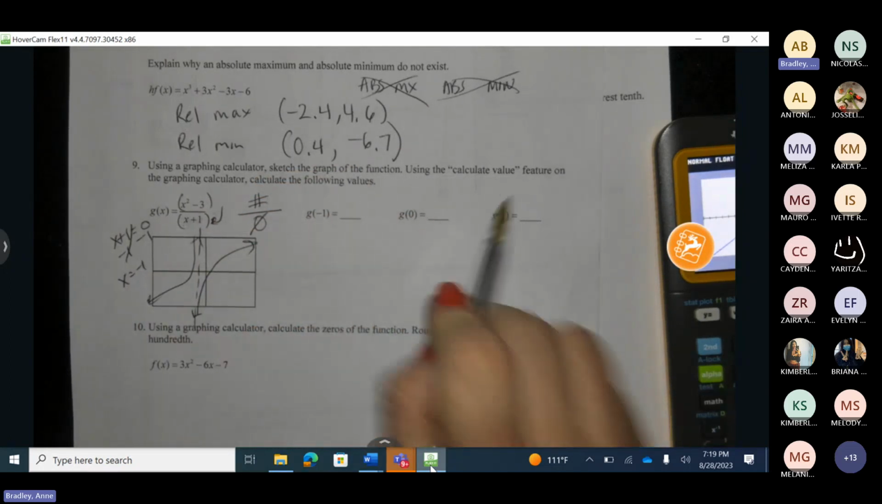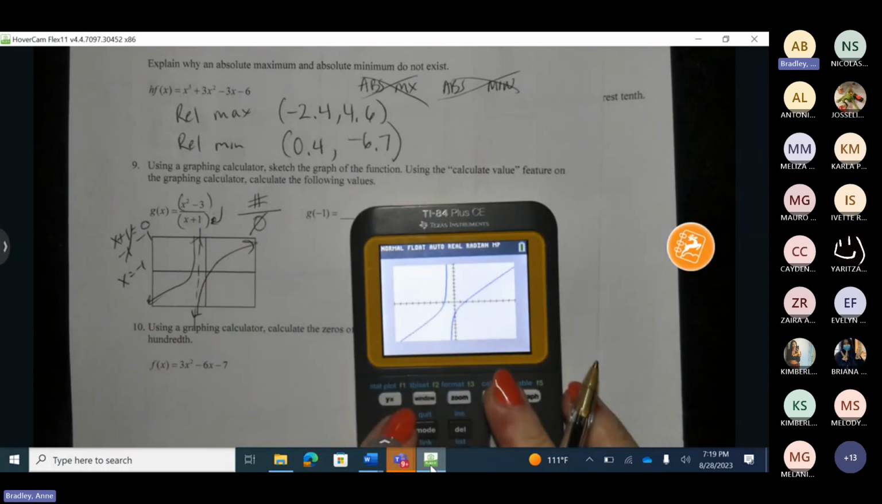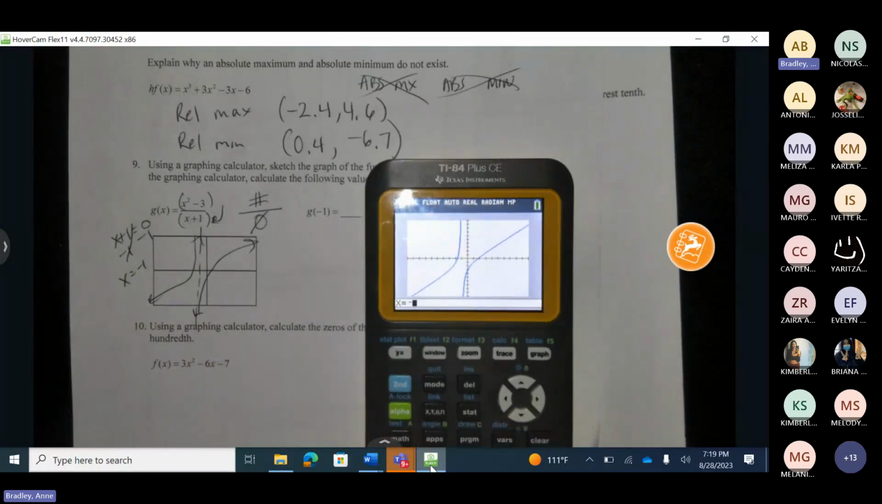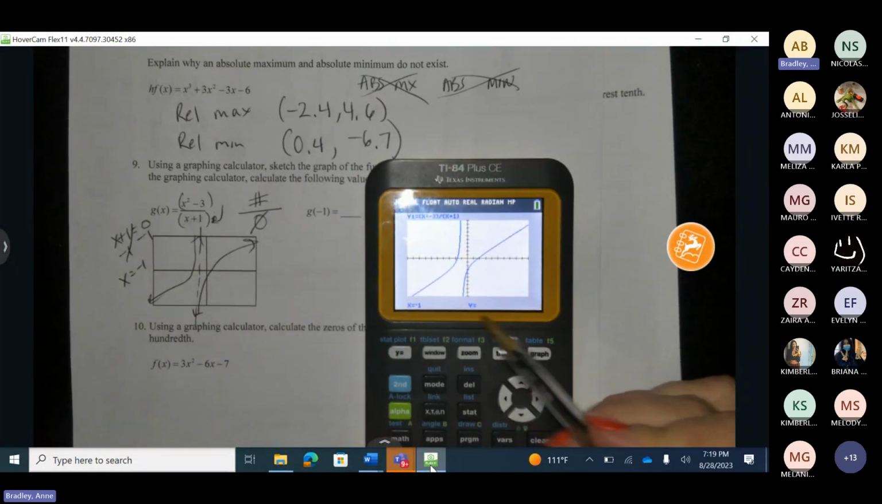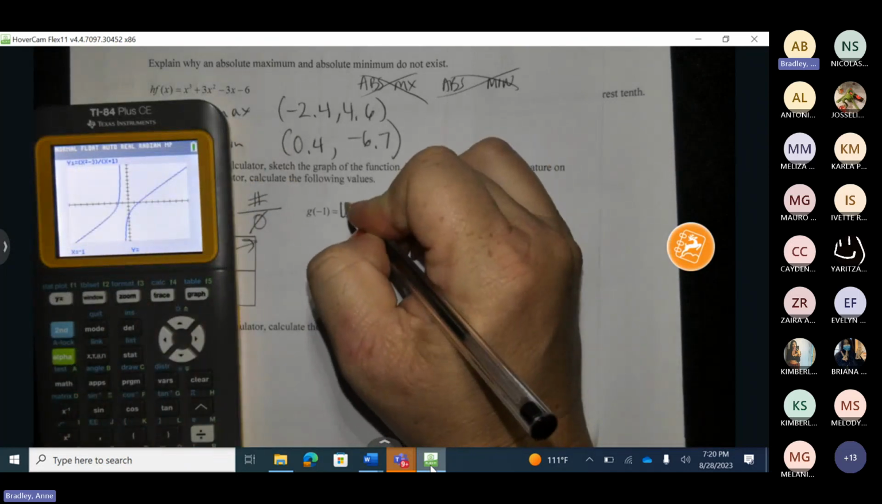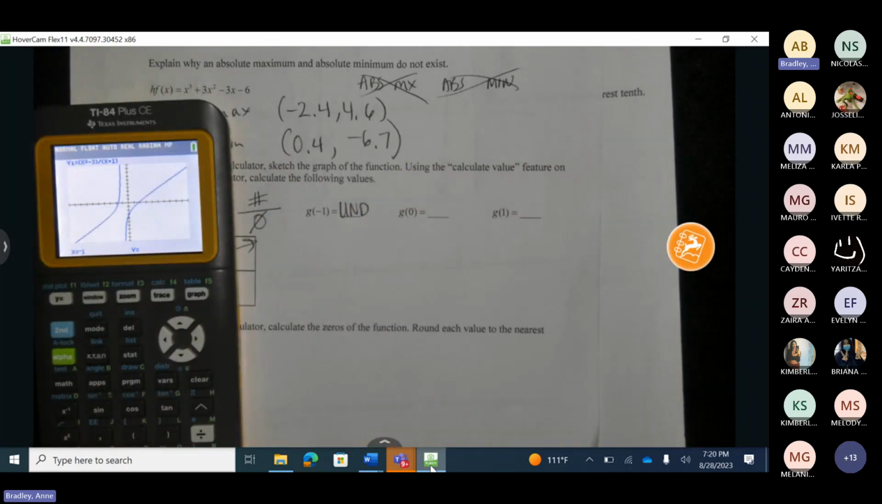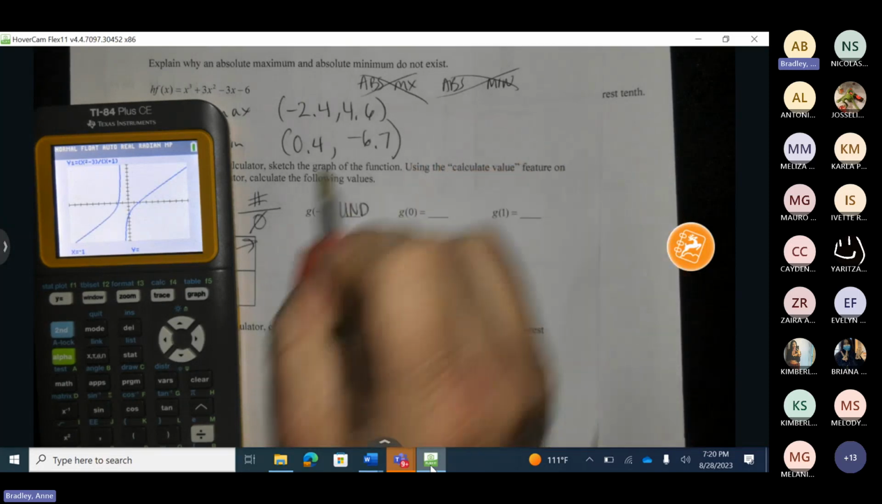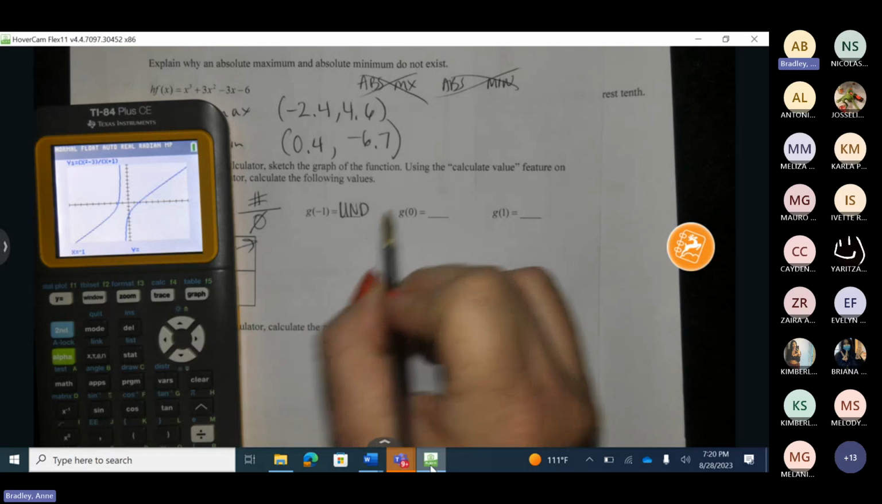Now, how do I answer these? Once I have this, I go second, trace, and go to value, and I just type in -1. Oh, see, when there's no answer, don't put none. We use the word undefined. And if you don't want to write the entire word out, you can put UND. Or put none, but just don't put 0. But this is really the math term, undefined.